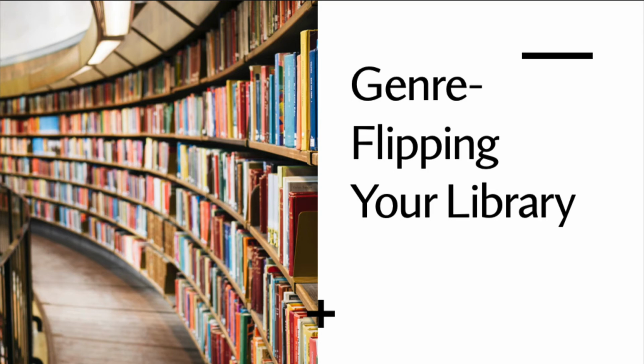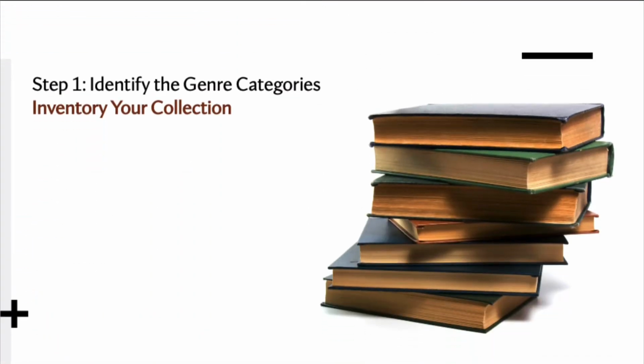Each librarian adopts a genreification process that works best for them and in their situation. Generally speaking, however, there are some common steps in the process. So let's take a look at the first step, which is identifying the main genre categories. In order to generate a list of the genre categories that you'll use, you really have to know your collection.